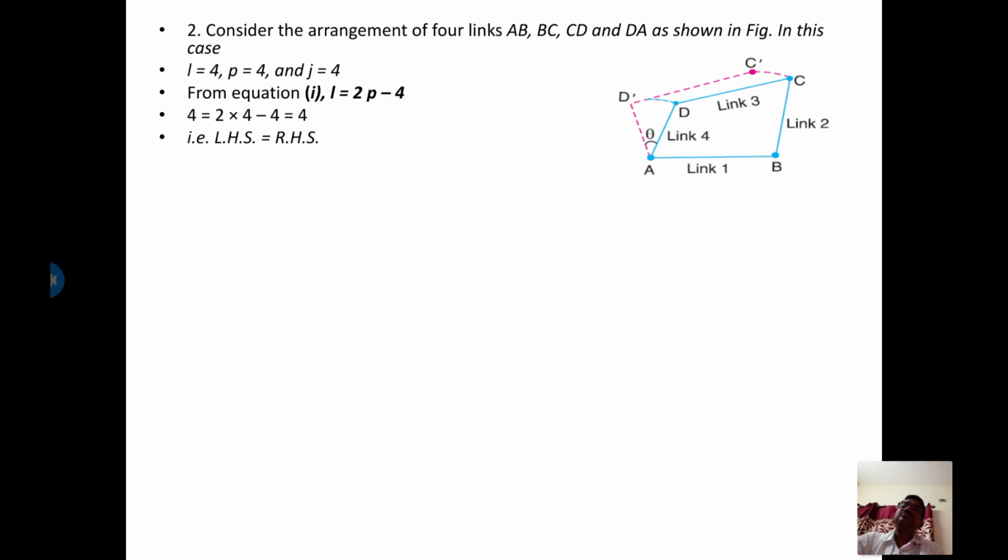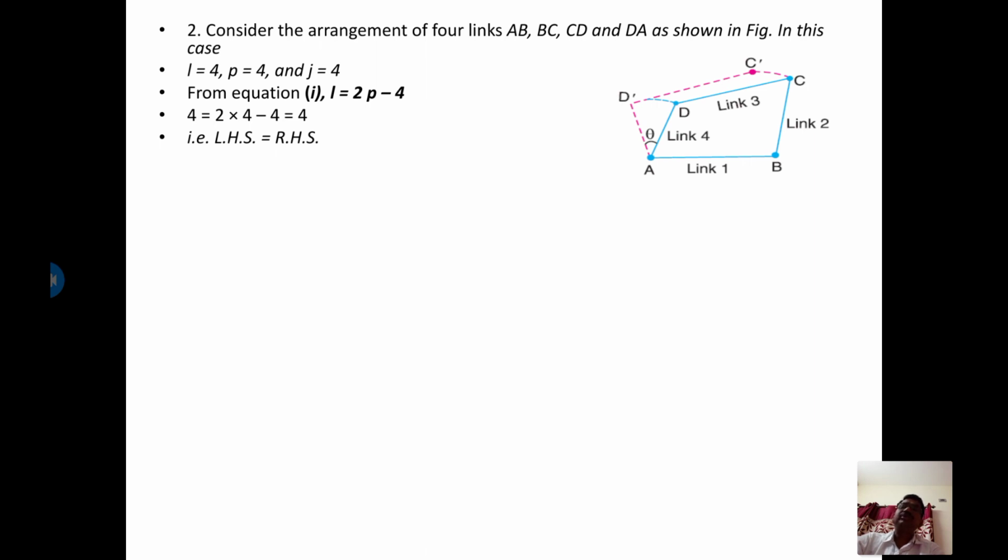Next one is another chain with four links that we are observing. This is the mechanism we are observing, a plane mechanism, with four links AB, BC, CD, AD. So now the number of links is 4, the number of joints is 4, and the number of pairs is also 4.